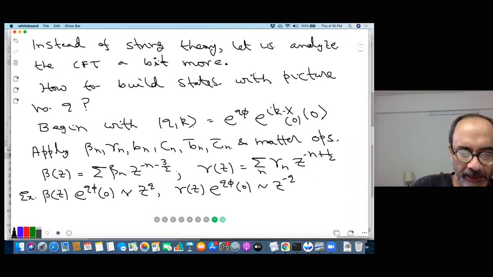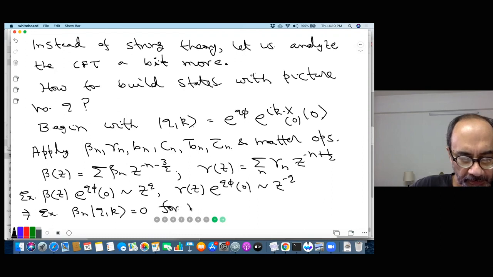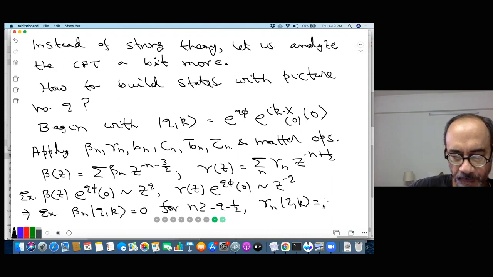So just by comparing these two, you can check, and again I'll leave it as an exercise, this is a simple counting, that beta n on Q k is zero for n greater than or equal to minus Q minus half, and gamma n on Q k is zero for n greater than or equal to Q plus three half.